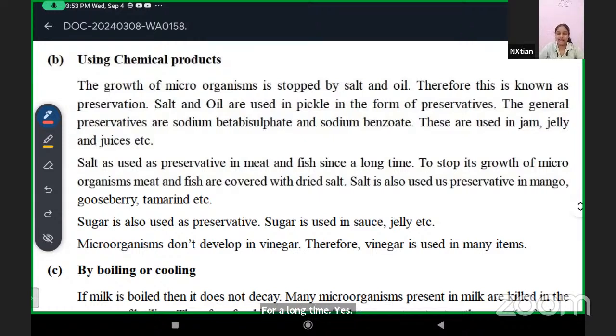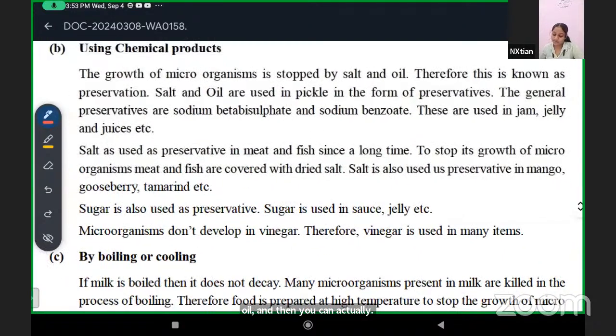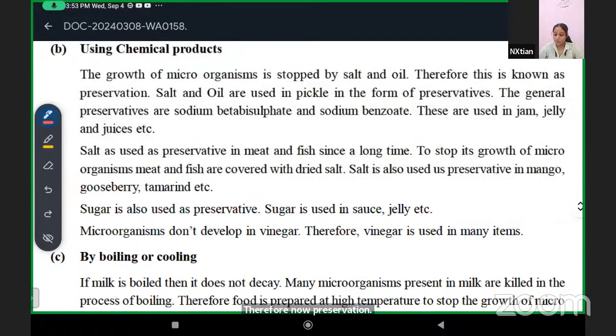Exactly. I've tried that kind of chili, where it is dried and salted. The salt helps in the drying of that chili, and the salt helps to retain it so that it works for a long time. So when you eat it, you just have to fry it in a little oil, and then you can consume that chili. Therefore, preservation can be done using salt and oil. Pickle is also used as a preservative.